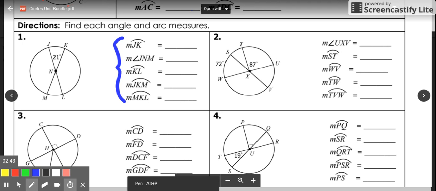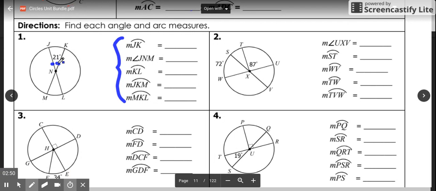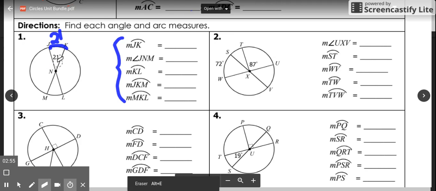So the first one that I'm going to find is I look for any central angles they gave me, and they gave me this being 21, which means from J to K, because those are the endpoints, that is 21 degrees. So that's my first starter.